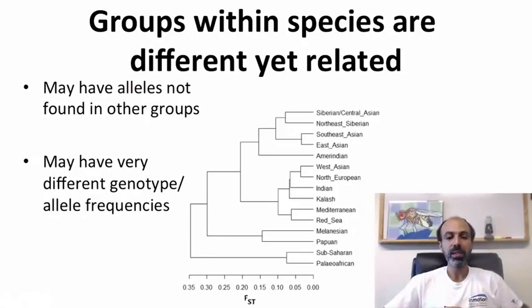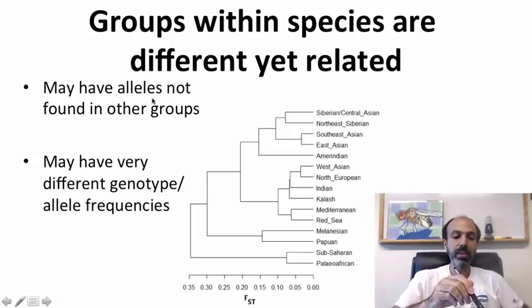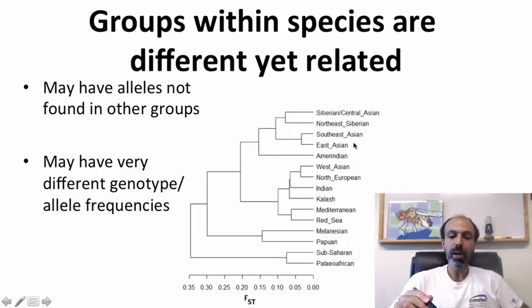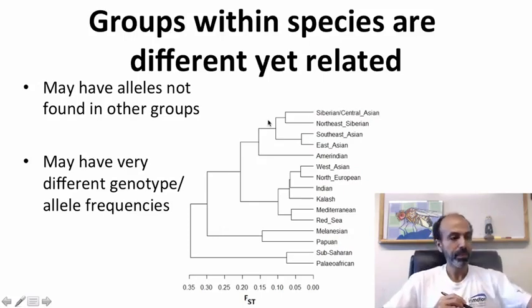Now, groups within species are different, yet they are related. They may have some of these unique alleles that are not found in other groups, but it's probably more likely that most of them have very different genotype or allele frequencies instead. This shows approximate relationships from one calculation of various human ethnic groups. So, for example, Melanesian and Papuan are more closely related to each other than either is to populations from the Mediterranean or from Siberia, etc.